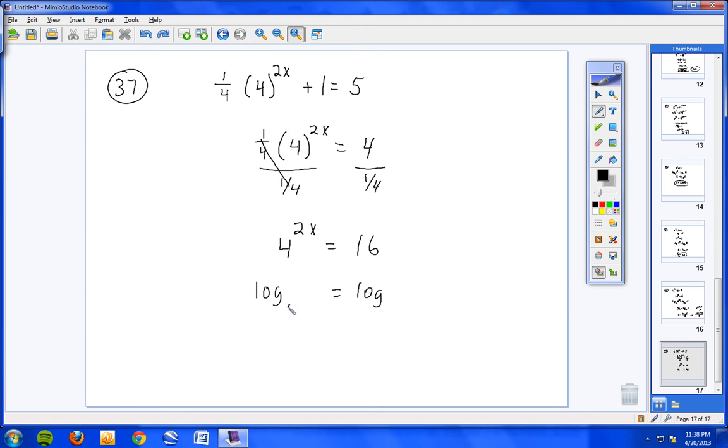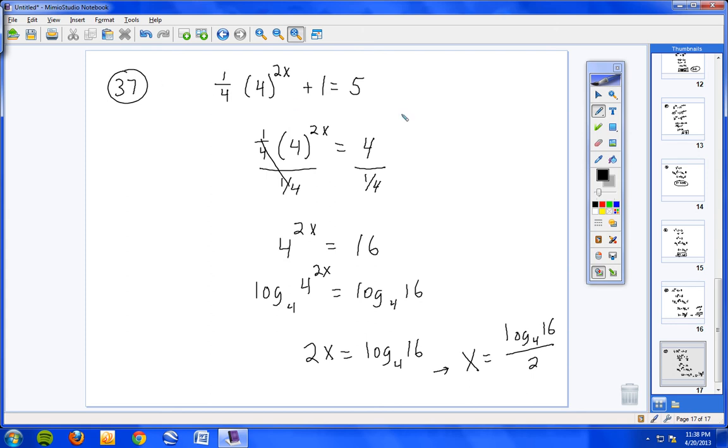So log base 4, bring this whole side down, so 4 to the 2x, bring this whole side down, so 16. And of course when your base matches your base, everything cancels out except your exponent. So we're left with 2x equals log base 4 of 16. And now we're going to divide both sides by 2. So x equals log base 4 of 16 all over 2.